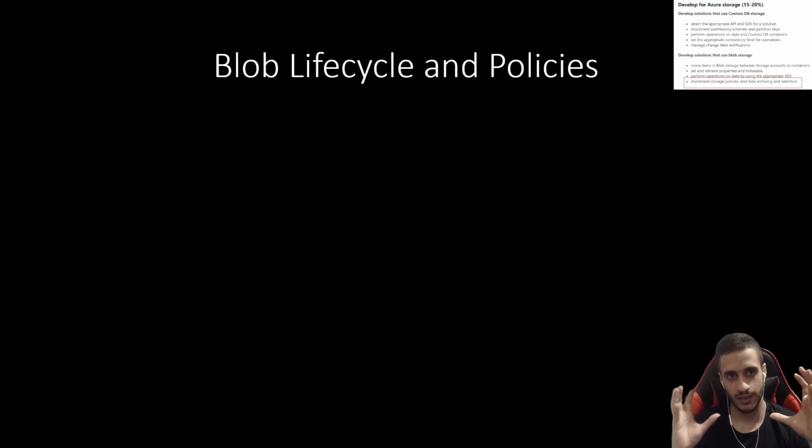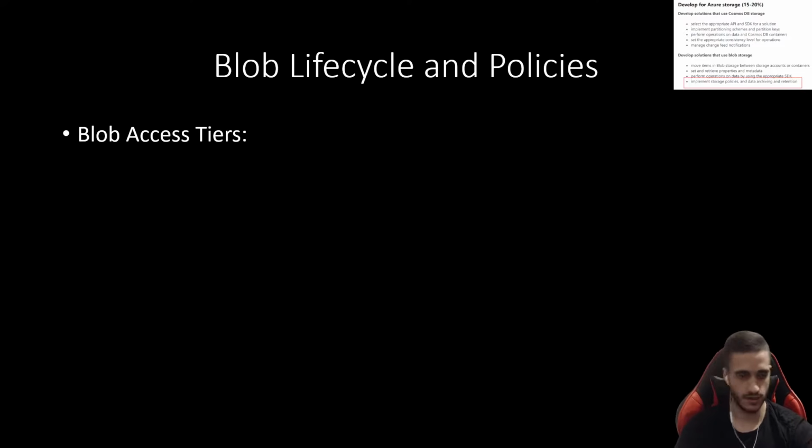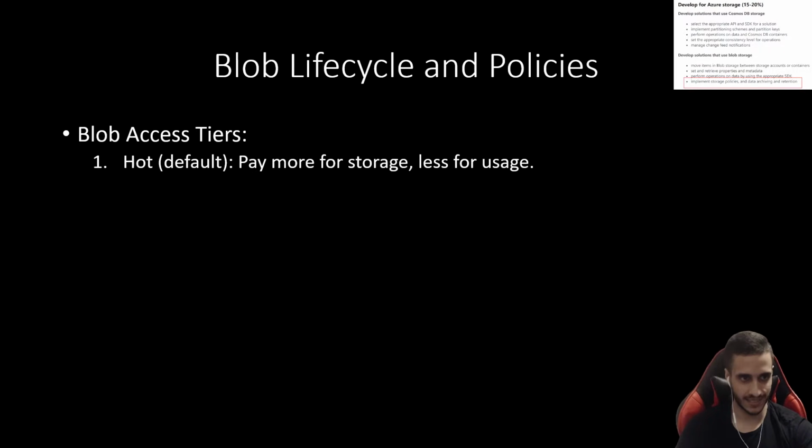Next, I want to touch on the Blob lifecycle and policies that are used to manage those lifecycles. And with that, I want to briefly touch on different Blob access tiers. Now, the first Blob access tier is known as the hot tier, where you pay more for storage but less for usage. And that's why it's called hot, because you're actually accessing it a lot. So you can pay a lot of money if you're using this data a lot. And this is actually the default one when you create a general purpose V2 storage account. This is actually placed into a hot access tier by default.